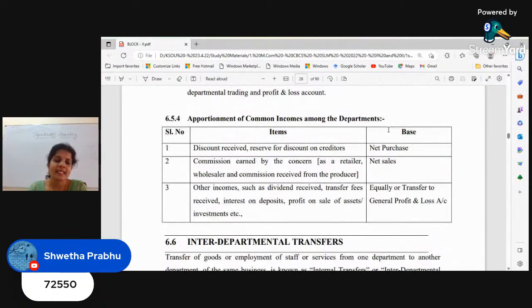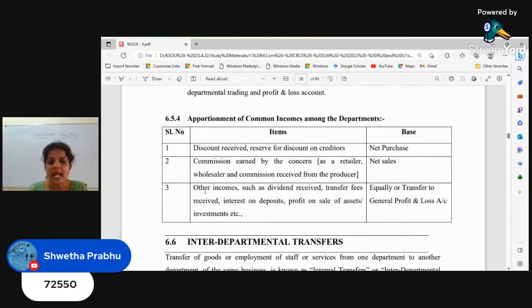Next, in case there are incomes, suppose incomes like discount received, reserve for discount on creditors, etc., that will be apportioned on the basis of net purchases. Then commission earned by the concern, commission earned from any retailers or wholesalers, will be recorded based on the net sales. And then discount received is from the creditors. If discount allowed, that will be recorded based on the net sales. That discount allowed will become an expenditure.